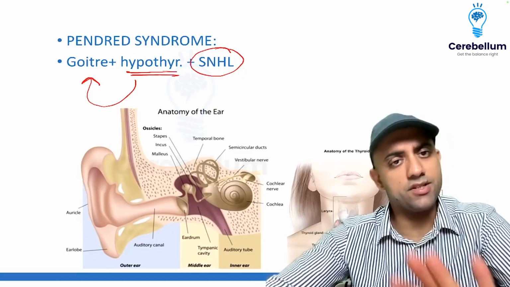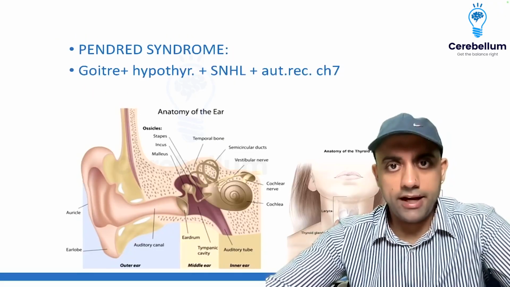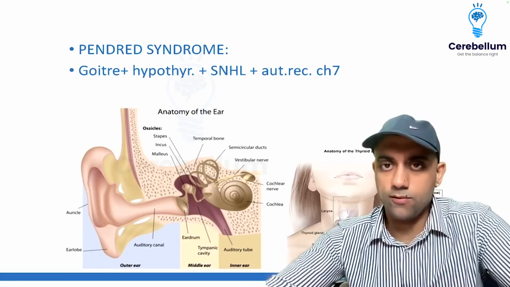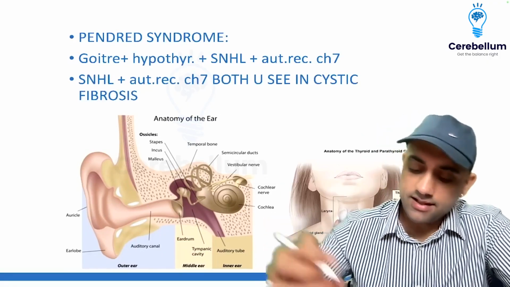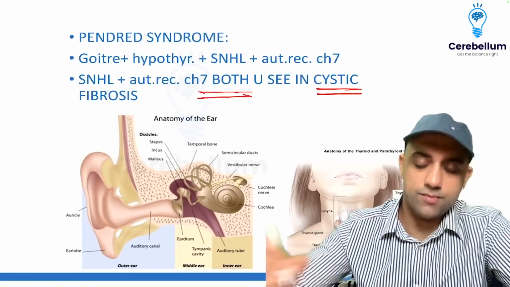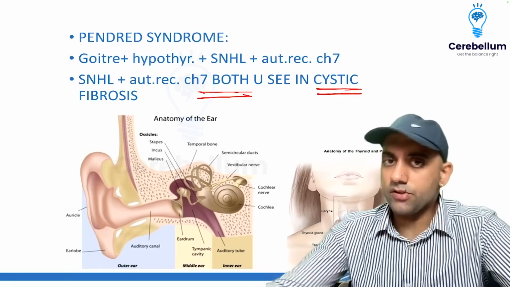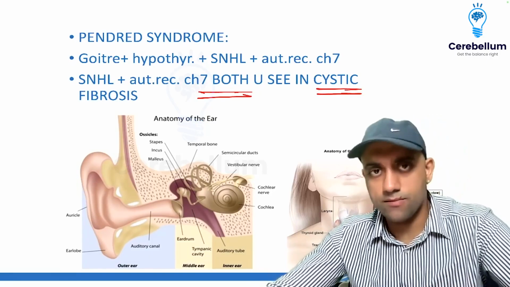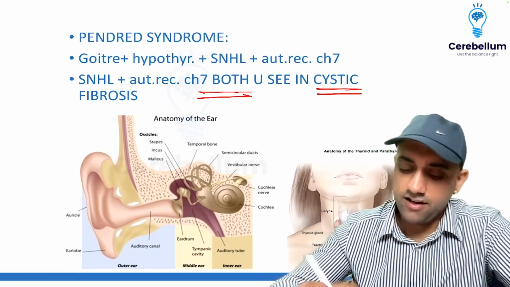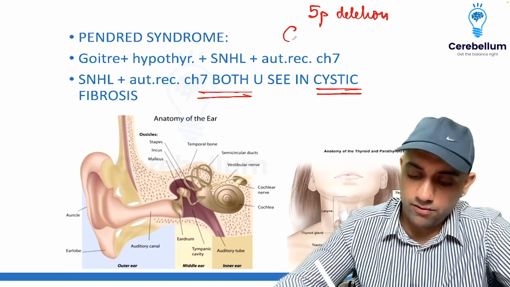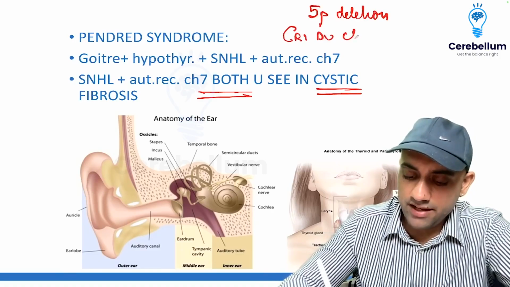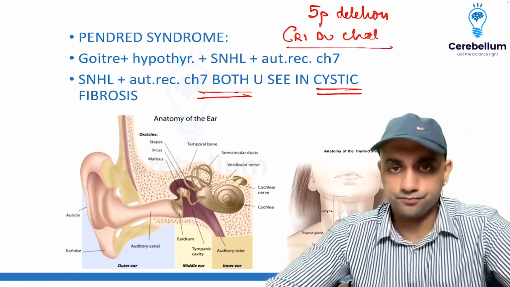This was a NEET PG question. Just this much only you should know. It is autosomal recessive on chromosome number 7. Cystic fibrosis also is on chromosome 7, and Pendred also has a chromosome 7 mutation. Chromosome 5, 5p deletion, was there in Cri-du-chat syndrome. Remember, 5p deletion is in Cri-du-chat syndrome.